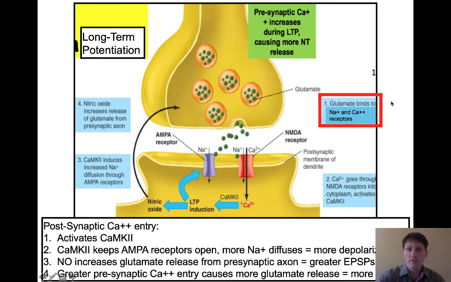Now, what happens is that glutamate is released and it's going to bind to sodium and calcium channels, and you can also see that in this receptor we're allowing sodium and calcium to pass through. You don't need to know the specific name of these receptors, AMPA and NMDA. You don't have to memorize that. I'm not going to ask you about that. But what I would want you to know is that glutamate is binding to sodium and calcium receptors.